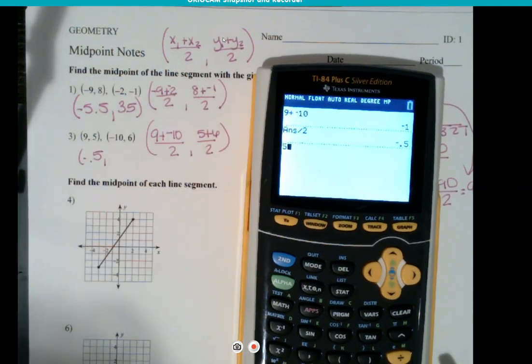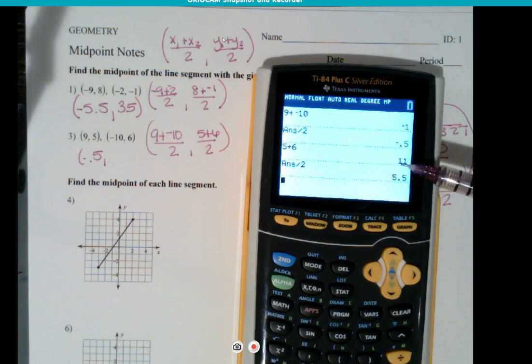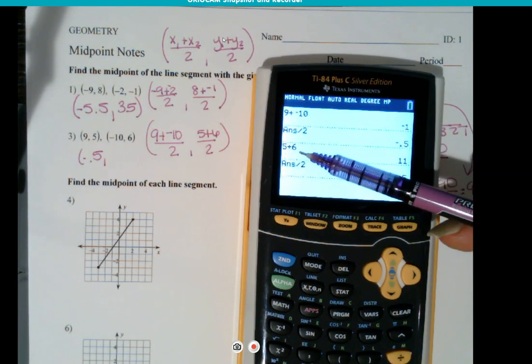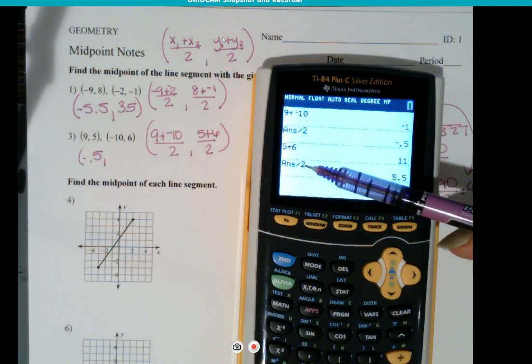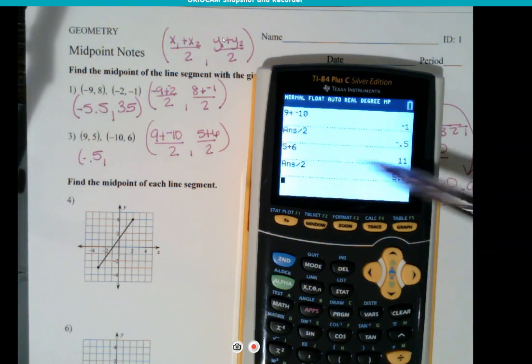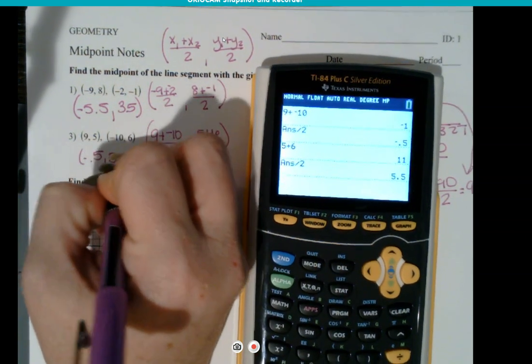And then 5 plus 6 divided by 2. Now you want to hit enter first if you're doing it this way, because if you say 5 plus 6 divided by 2, it only divides the 6 by 2. So you want to hit 5 plus 6 and get that number and then divide it by 2. And then I get 5.5.